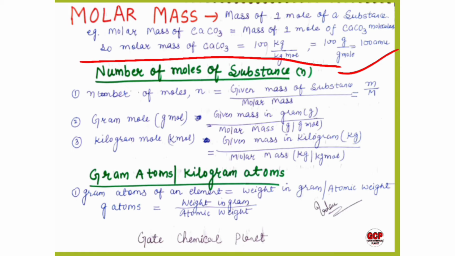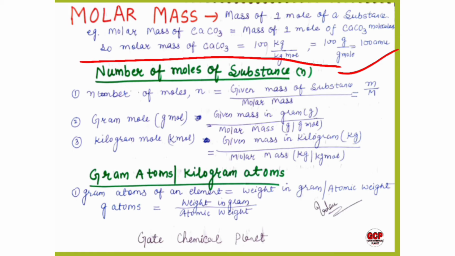Okay, so now we will discuss what we mean by the number of moles of substance. The number of moles of substance is represented by small n. So number of moles n equals given mass of substance divided by the molar mass, and it equals small m divided by capital M.